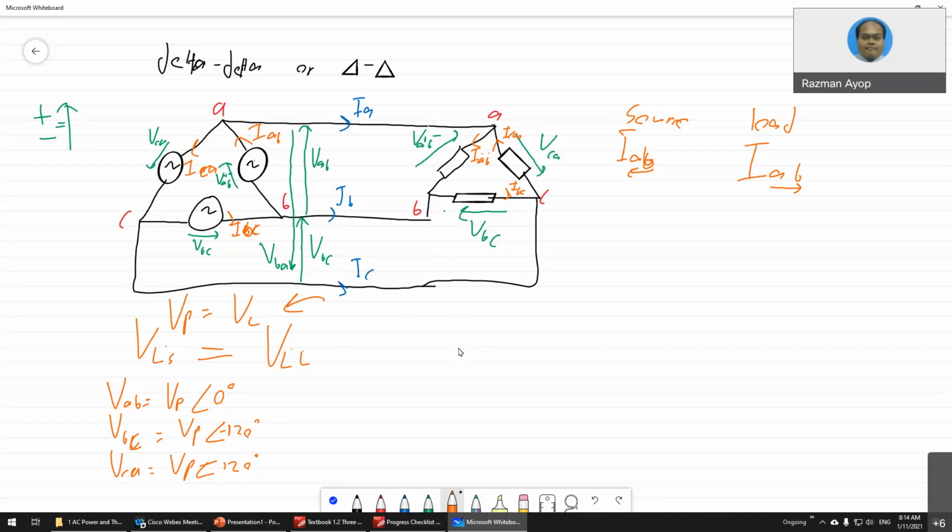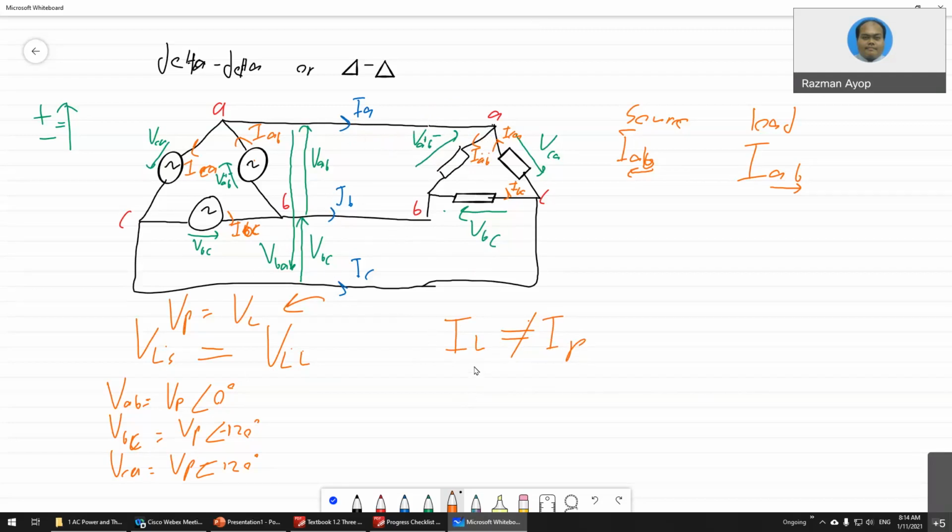Of course, when it comes to current, you have to calculate the phase current because this is delta. I line is not equal to I phase. Okay, you can see it here. This is the line current, and this is the phase current. These two are basically not the same. For delta, phase current is not the same as line current, but the voltage is the same.